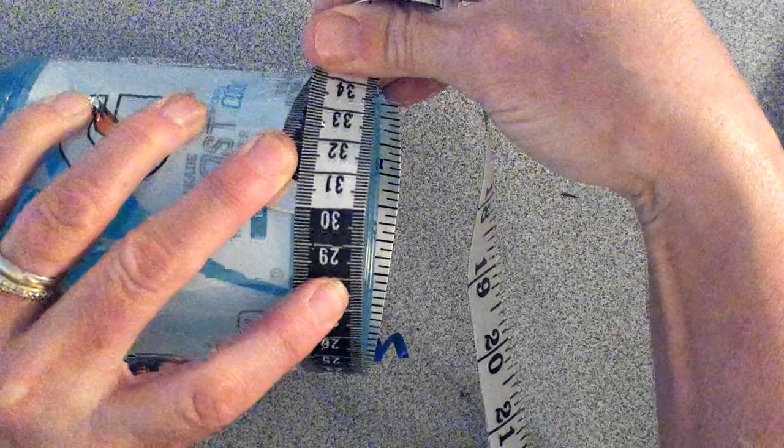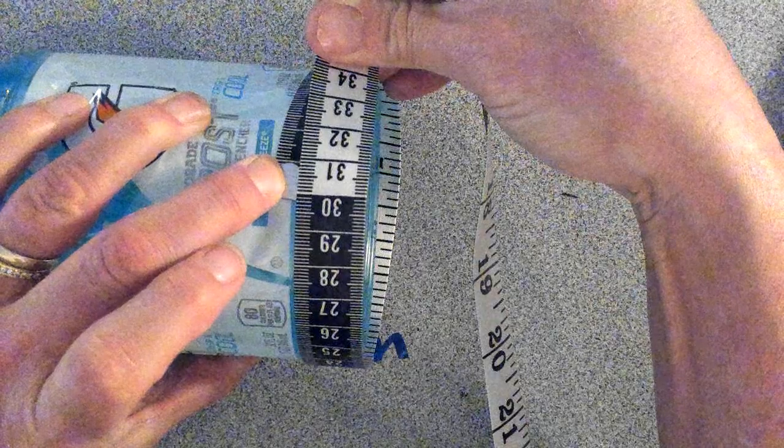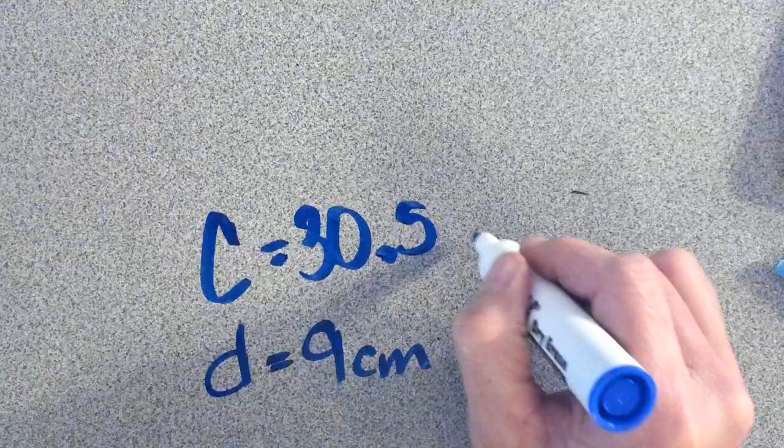And that's about in between 30 and 31, so we'll say it is 30.5. Circumference is about 30.5, 30 and a half centimeters.